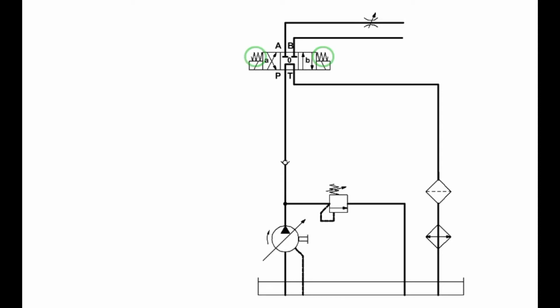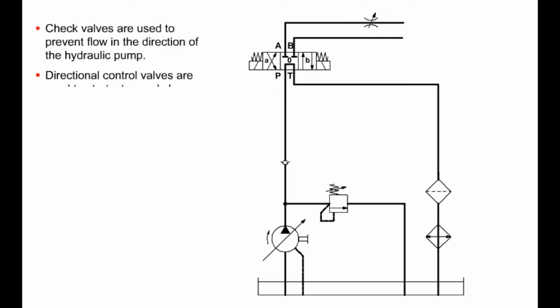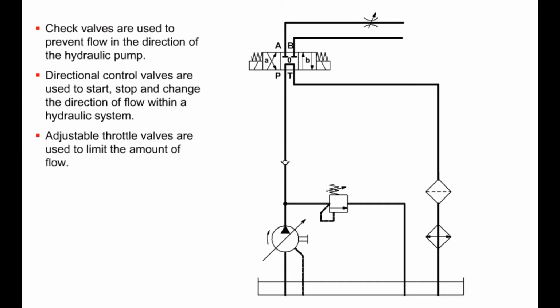If no voltage is applied to either of the solenoids, the valve is not actuated. We refer to this as the neutral position. An adjustable throttle valve is used to limit the flow rate either to or from the consumers.